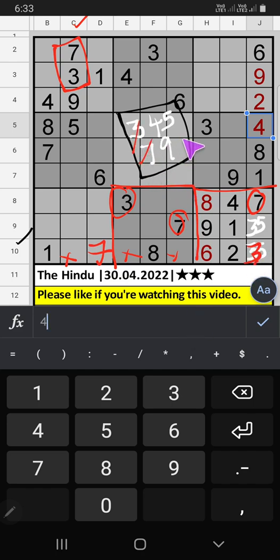Then 3 numbers are remaining: 4, 5, 9. Column C we have 5 and 9, so 5 and 9 can't come in this cell. It will come in any one of the 2 cells. We will confirm later. Then only 1 number is remaining, 4. 4 is confirmed here. Column G only 1 number is remaining, 5. 5 is confirmed here.